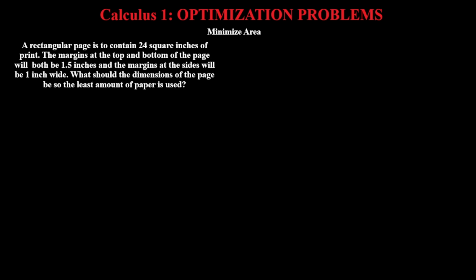This problem is for minimizing area. A rectangular page is to contain 24 square inches of print. The margins at the top and bottom of the page will be 1.5 inches, and the margins at the sides will be 1 inch wide. What should the dimensions of the page be so the least amount of paper is used?